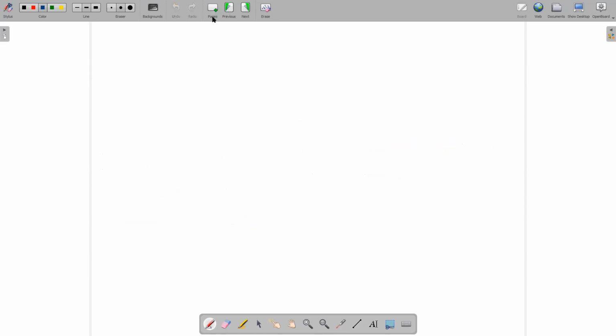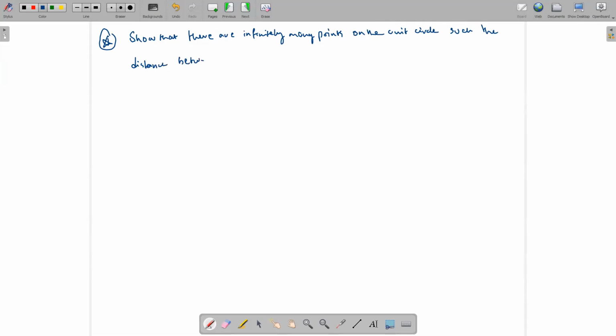Also, let me write down one more problem. Show that there are infinitely many points on the unit circle such that the distance between any two of them is a rational number.